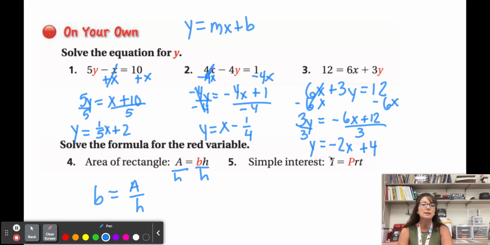Okay, simple interest. Interest is equal to the principal times the rate times the time. And we want to solve it for P. These are all being multiplied, so we can divide both sides by the rate times time. So we can get the principal by itself is equal to interest divided by rate and time. Okay?